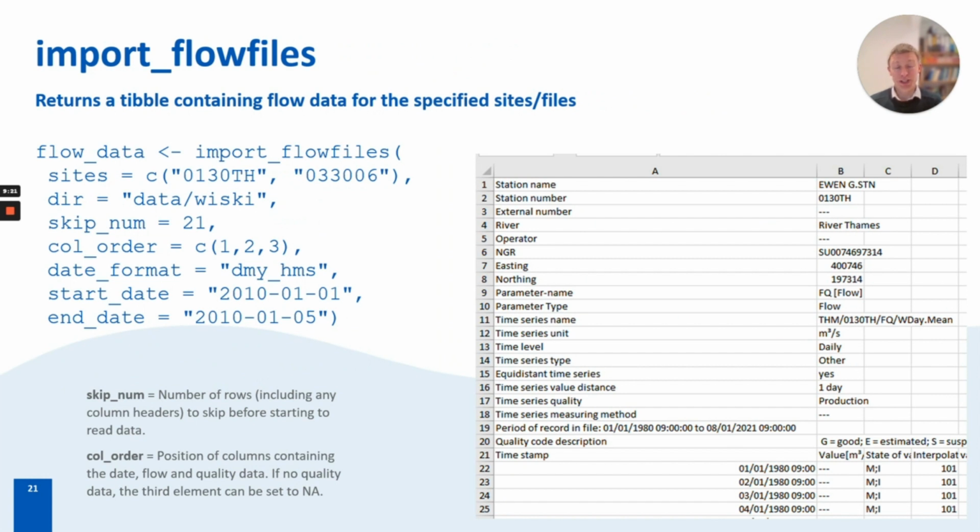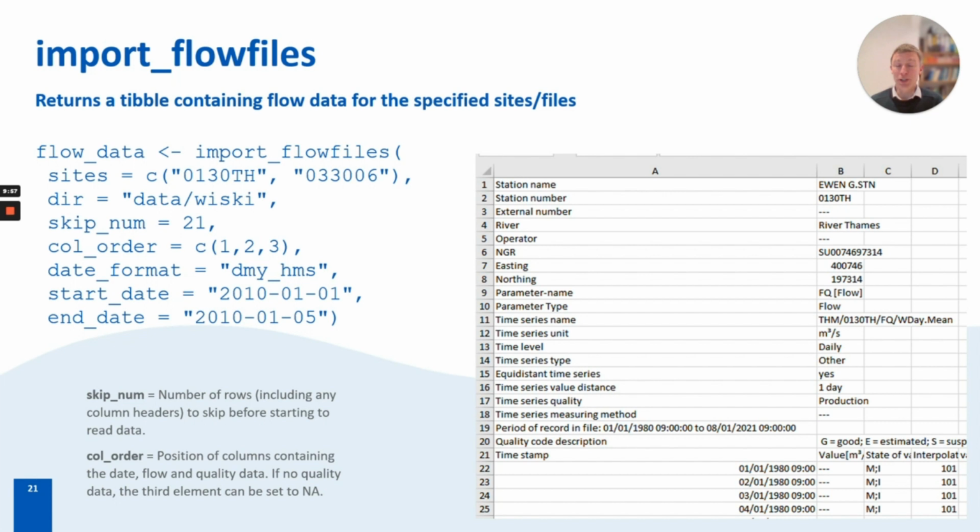So these first 2 functions allow us to import data from remote online databases. The import flow files function, by contrast, imports data from local files which we have obtained or downloaded to our machine already. I've got an example here on the right hand side of the slide of a data set in an Excel format. The key thing to note here is that we have a series of column headers at the top, which give information about the name, the ID of the gauging station, what river it's on, and so on.